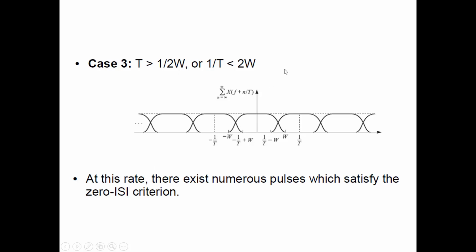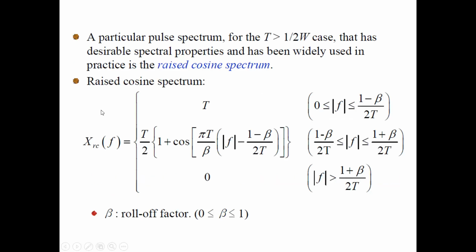At this rate, when 1 by T is less than 2W, that means the spectra of the other pulses interfere, or overlap with each other. In that case, there exist numerous pulses which satisfy the zero ISI criteria. This has to be understood very properly, because that's the condition for zero ISI, and that is the Nyquist condition for intersymbol interference avoidance.